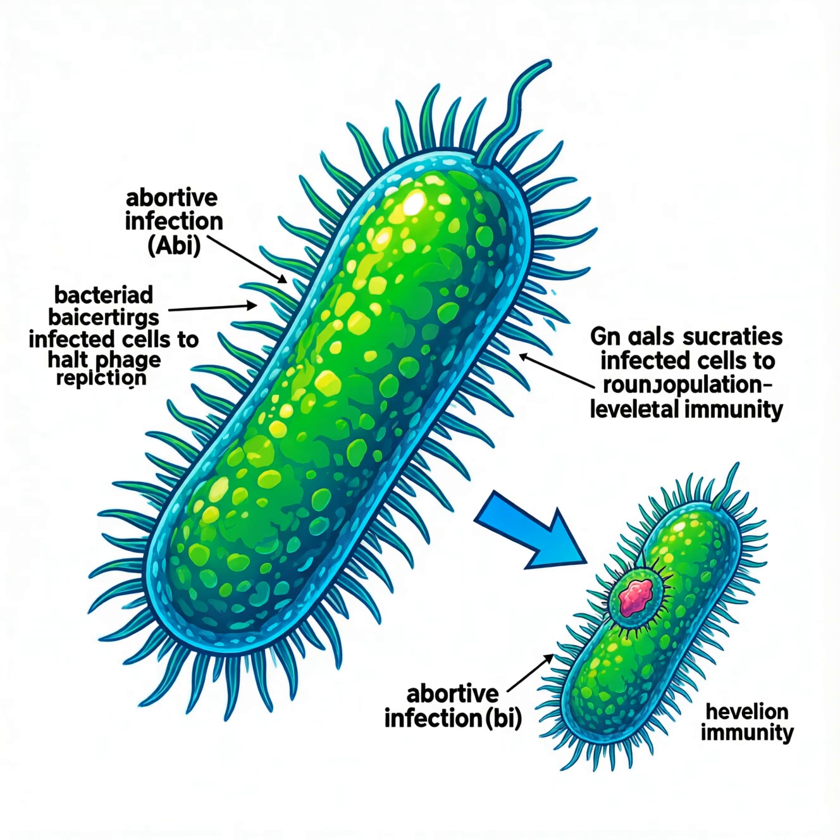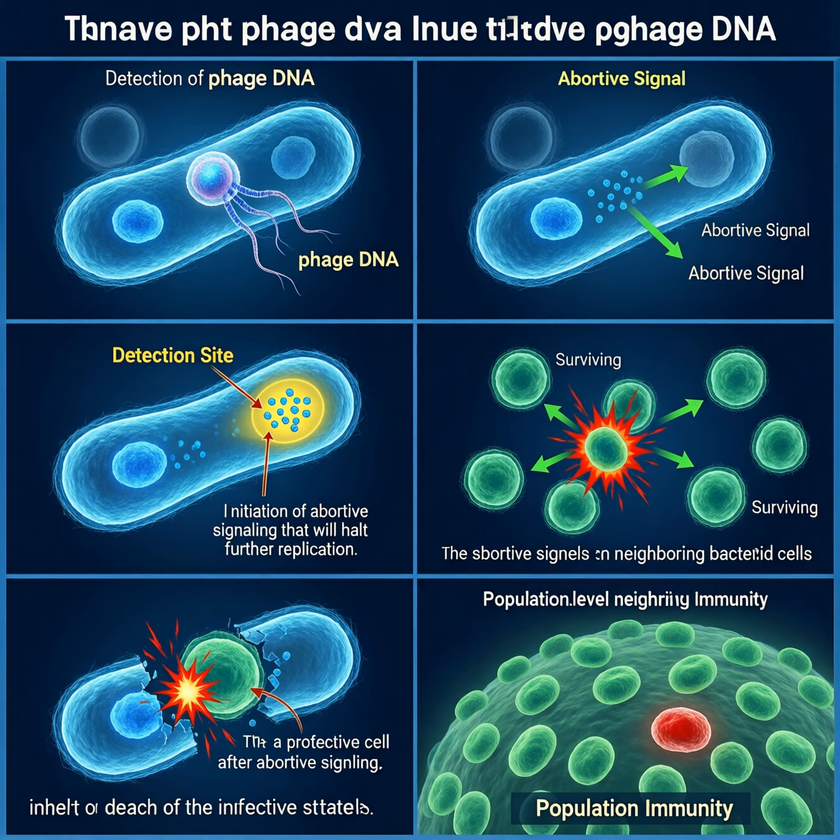Surviving neighboring cells inherit a protective state, often mediated by signaling molecules that prime defenses. The net effect is population-level immunity. The colony tolerates phage presence without widespread lysis. Abi systems are encoded on plasmids or chromosomes and can be transferred between strains by horizontal gene transfer.